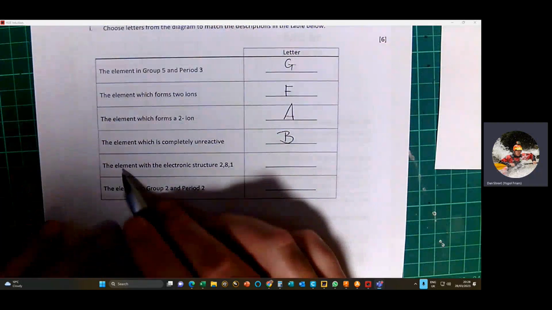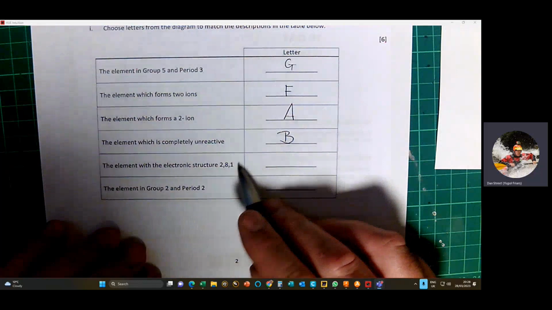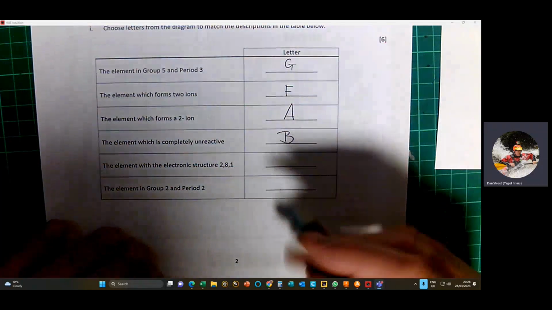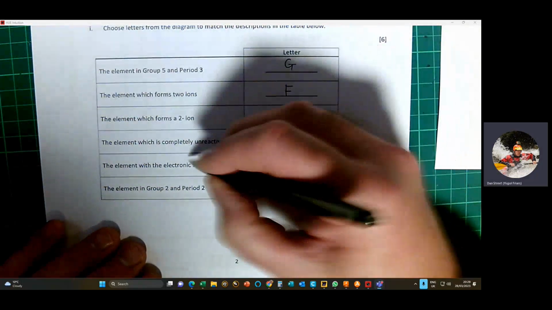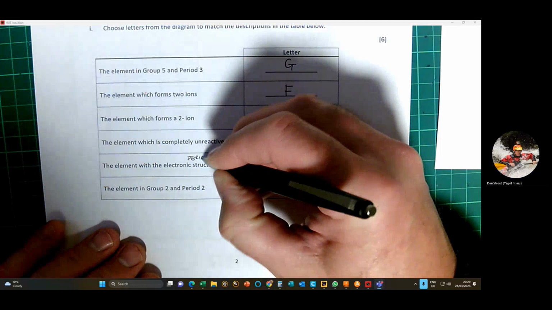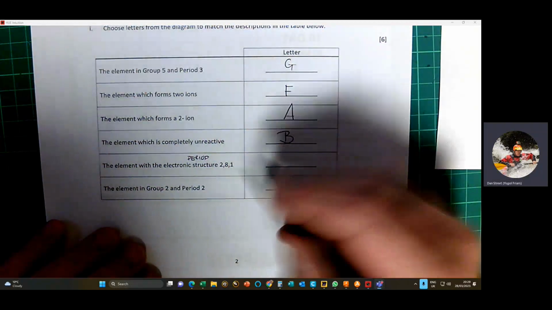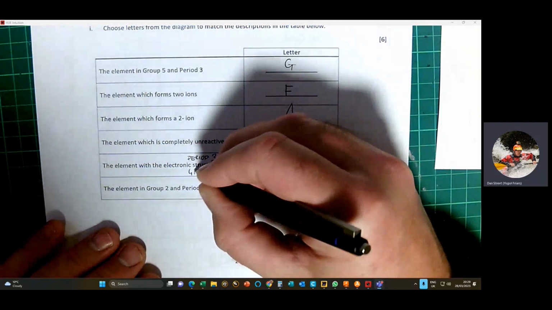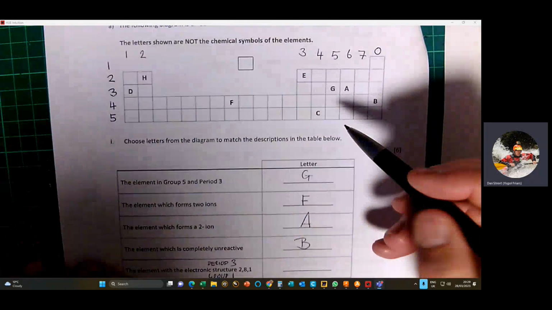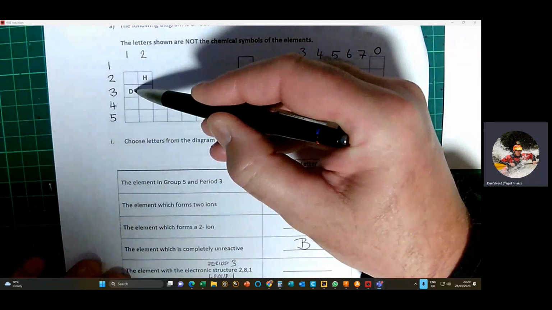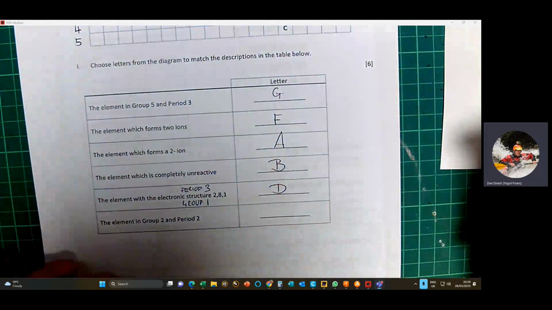The next question says the element with an electronic structure of 2, 8, 1. Okay, now there's a few bits of information we can get from that configuration. First of all, there are 3 numbers in the configuration. That means it's in period 3. And the last number is a 1. That's 1 electron in the outer shell. So that must mean it's in group 1. Okay, so if we have a look at our available options, this is group 1. There's only one element present. It is in period 3. Therefore, that is answer D.